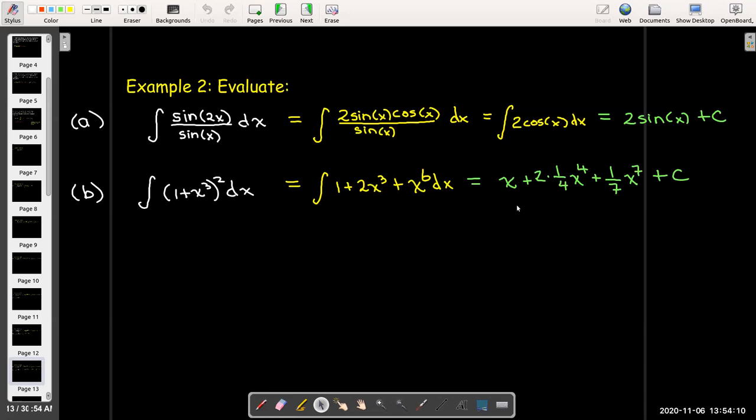Antiderivative of 1 is x. The antiderivative of x cubed is 1/4 x to the power of 4. But that has to be multiplied by 2. And then the antiderivative of x to the power of 6 is x to the power of 7 divided by 7. And of course, plus c to make the most general antiderivative. So I can just simplify that a little bit and have a nice clean antiderivative for my answer.